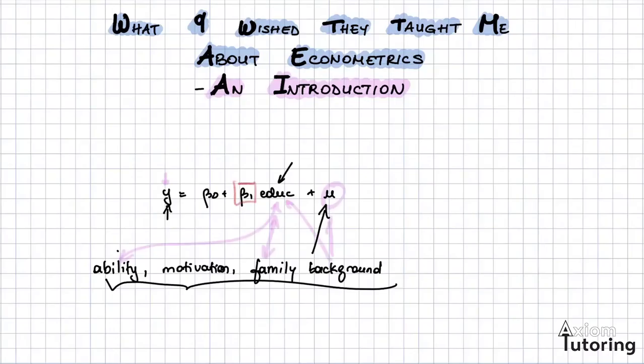But none of these variables have been included in this regression. So what are we actually measuring with beta 1? Because what that means is that we are estimating a misspecified model, which means that you might think you're measuring beta 1 as you should, but actually you are not. Because education and ability are correlated, beta 1 here is actually doing two jobs at once.